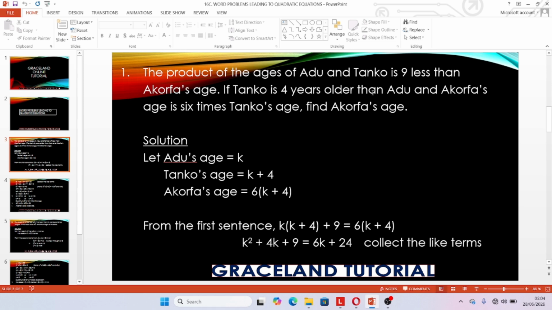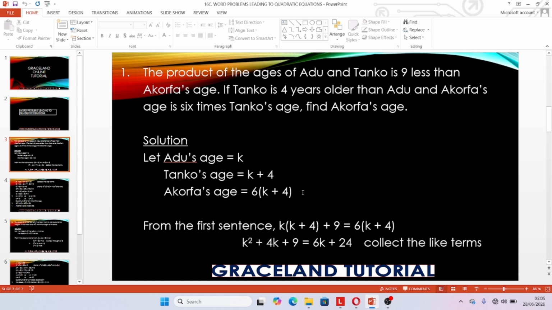If we read the second statement further, Akofa's age is 6 times Tanko's age. So if Tanko is K plus 4, Akofa's age is going to be 6 times the age of Tanko, which is K plus 4. So we have Akofa's age as 6 into K plus 4. Now we have the analysis of their ages. Adu's age, K. Tanko's age, K plus 4. Akofa's age, 6 into K plus 4.